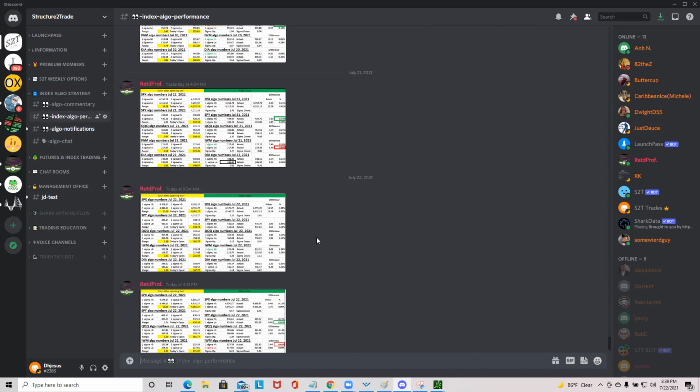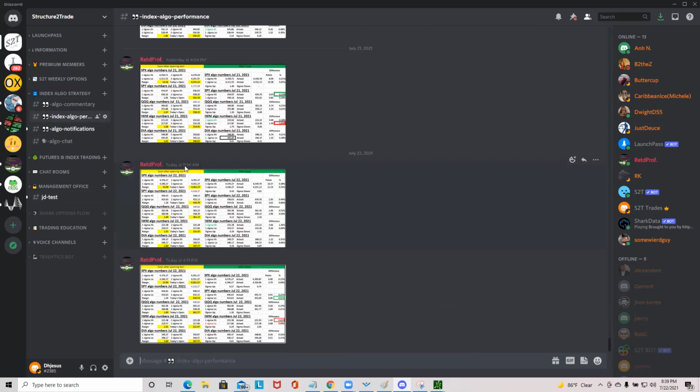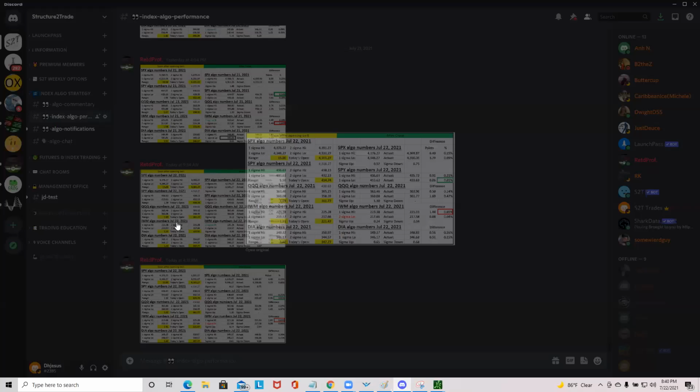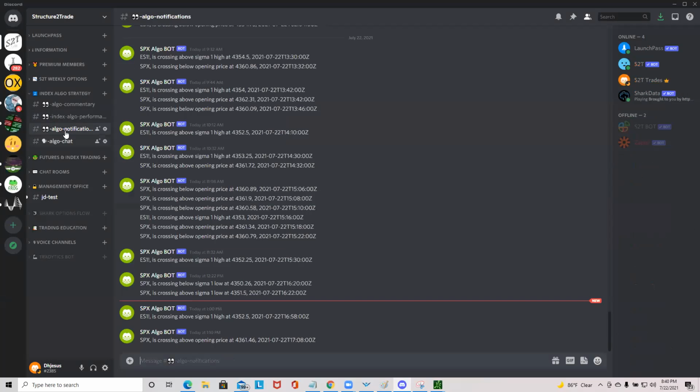Here's the performance. As you can see, 9:34 a.m. today was posted, and 4:31 today was updated. If you expand this, you will see that SPY was within 6 cents on the 1 sigma low, and you can see that the largest difference today was $1.44 on the IWM high. So he highlights in here the performance of the algos that were posted.